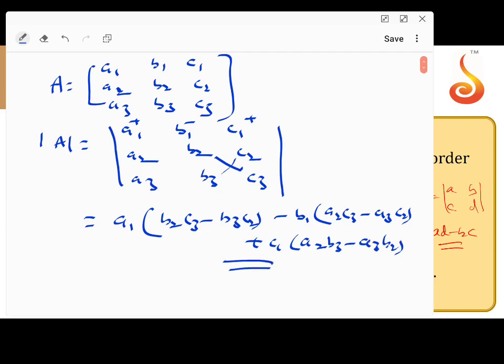Here one thing is there: you can expand along the first row, second row, or third row and you will get the same answer. If you expand along the first column also, you get the same answer. Expanding along the first row, you follow this rule: plus minus plus. Second row, minus plus minus. Third row, plus minus plus. You can follow that order. It is better to always take the first row elements only; it is convenient for everyone.